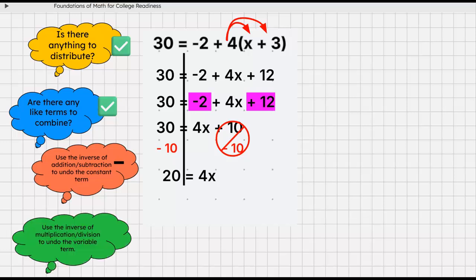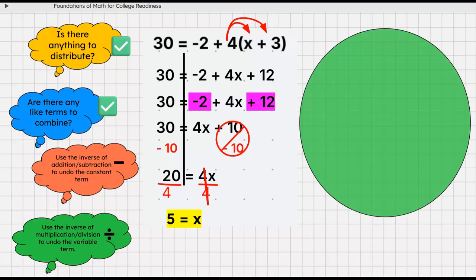Last but not least, we will use the inverse of multiplication or division to officially and finally isolate that variable term. If you look, we have a coefficient. That coefficient indicates that there's multiplication, and we need to use the inverse of that. So that means we're going to divide both sides by the coefficient of 4. When we divide by the coefficient of 4, we get that x is equal to 5.